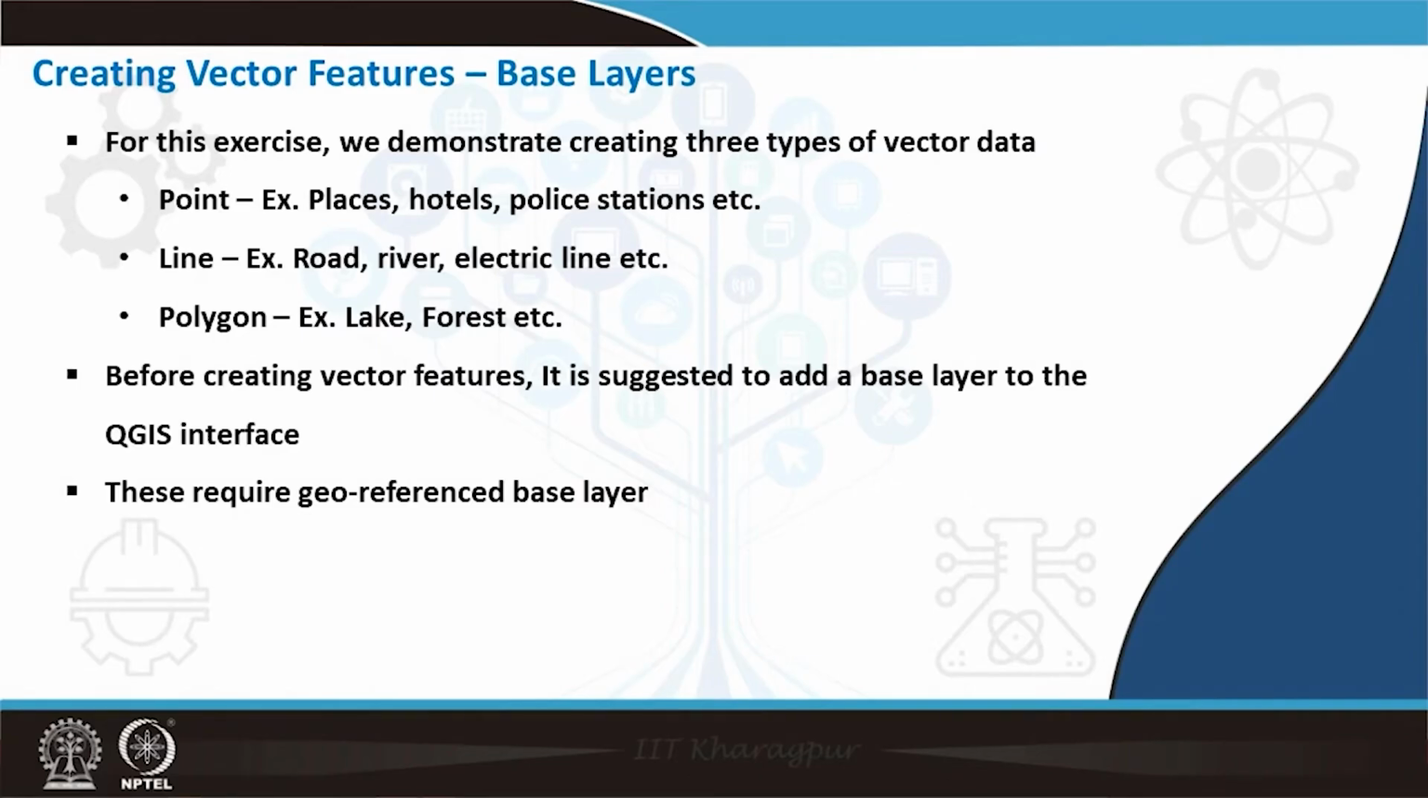Now, before creating these vector features, it is suggested to add a base layer to the QGIS interface. As demonstrated by Prakash in the previous session, he was talking about adding base layers such as Google Maps or Bing Maps or any kind of OpenStreetMaps. You can add those as well to create vector formats. In this particular session, we are taking a georeferenced base layer, that is the topo sheet which we georeferenced in the last session.